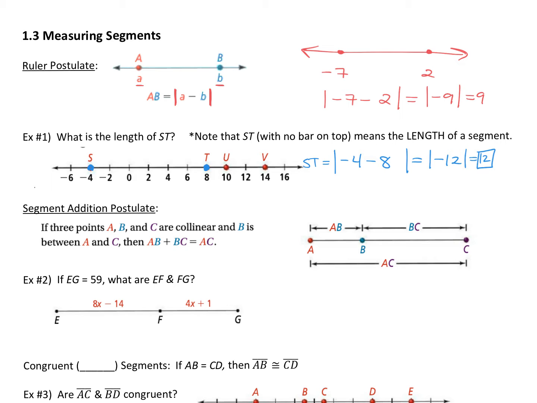So when they're asking you for the length of a segment, you're just plugging it into that formula: the absolute value of one number minus the other number.